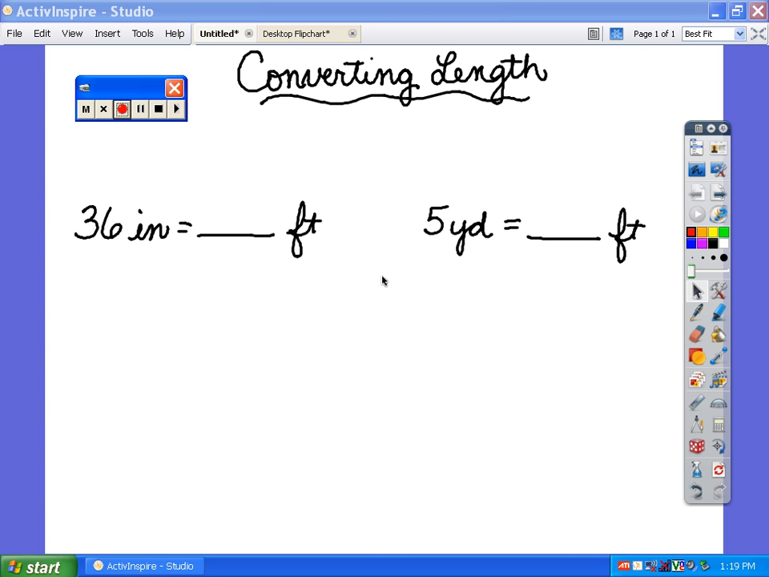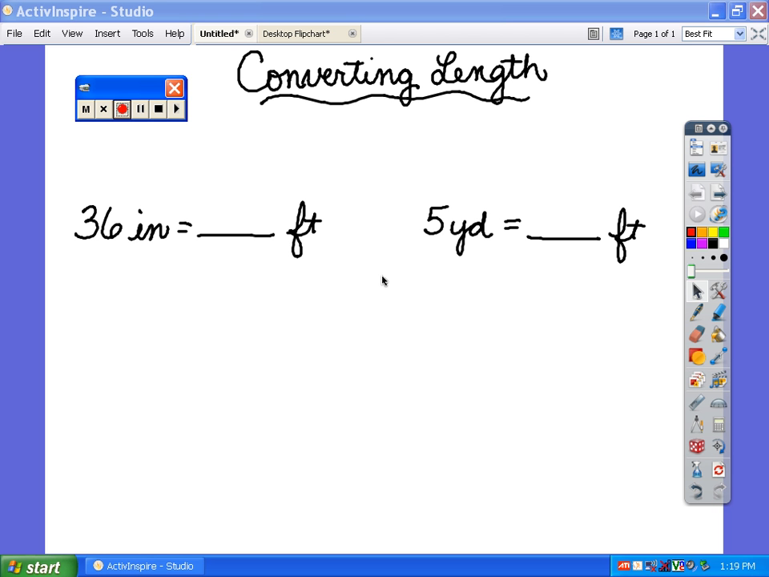We are going to do a quick little review on converting length. The first part that you need to remember is that you need to know your song so that you know how many inches in a foot and so forth. So, what is the song again?